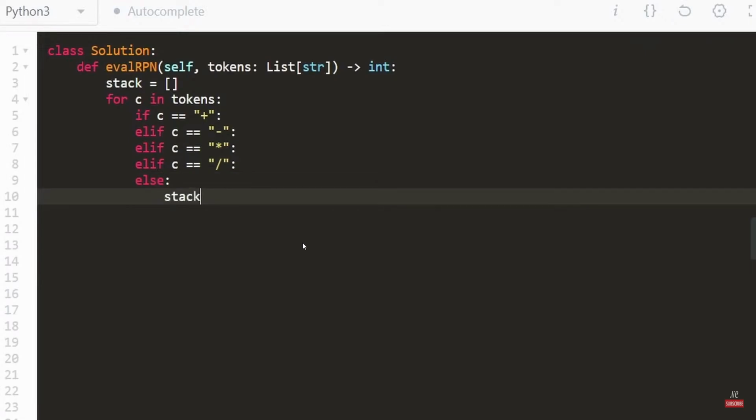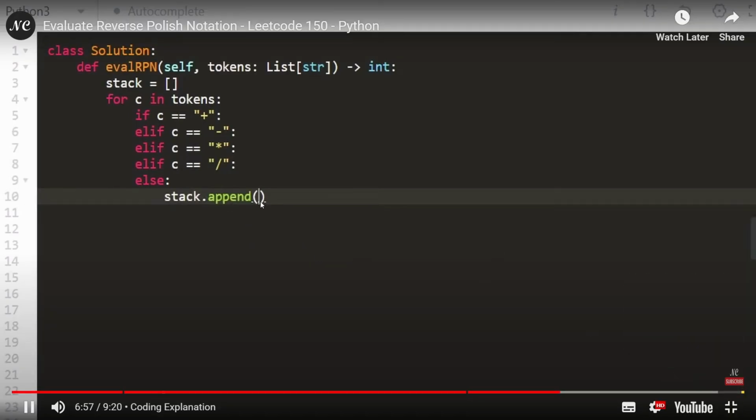And that's the simplest case of all, because that means we can just take that character and then append it to our stack. But it's a character, remember? But we should probably convert it into a number before we actually add it to our stack, because remember, what we want to return is a number, not a character.